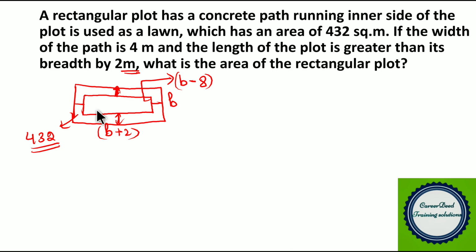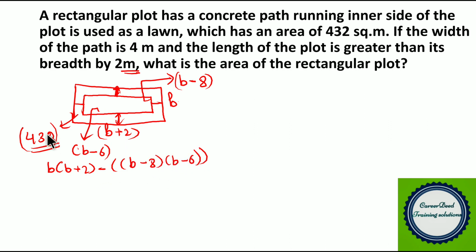So when we take the inner length, this will be 2 higher compared to the breadth, so you can write it as B minus 6. Now the outer area minus the inner area is equivalent to 432. So what is the outer area? Length into breadth, that is B into B plus 2. Minus the inner breadth and length, which is B minus 8 into B minus 6. This difference is equivalent to 432.